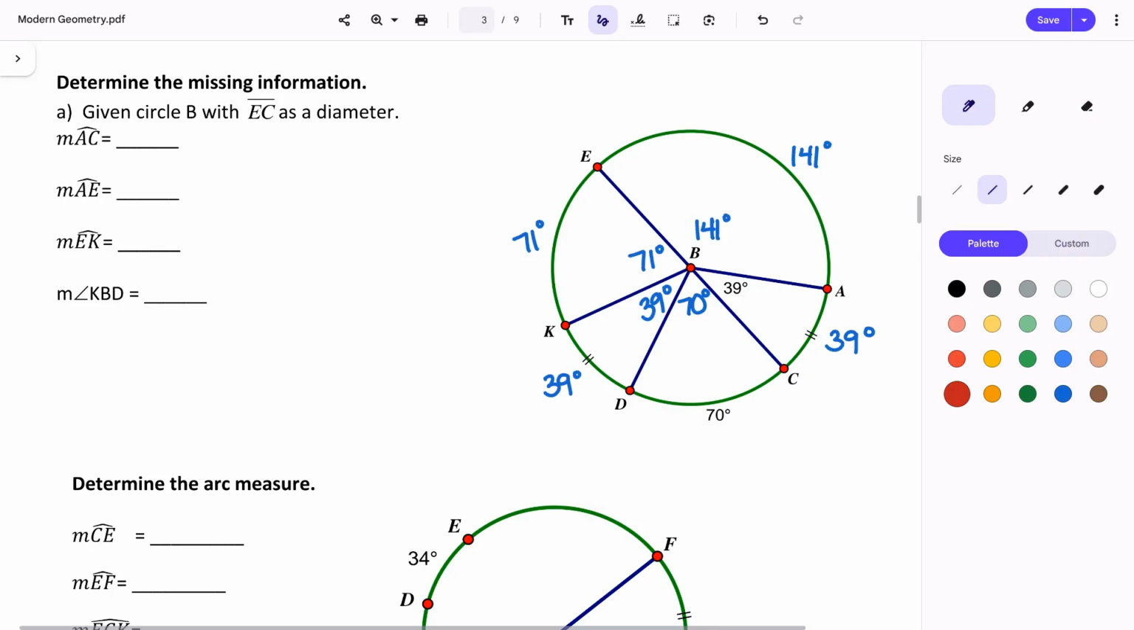But I see that happen all the time. Kids get really confused on what direction I'm supposed to go around the circle, especially if they're farther apart, like A going to K. How do you know which way you're supposed to go? Well, look at the name. The name's going to help you know if it should be bigger or smaller than 180. Since this is a minor arc, I'm just going to go clockwise A to C and say that it's 39 degrees.